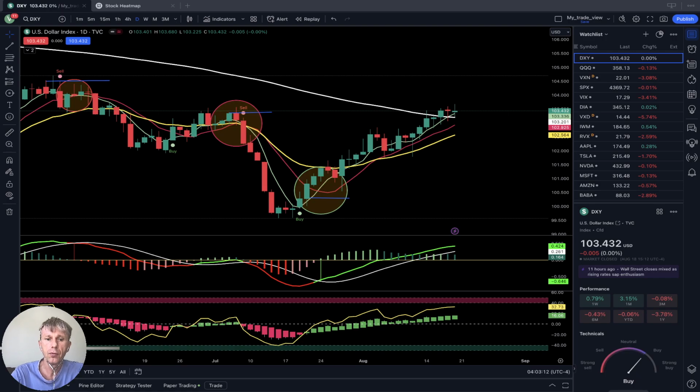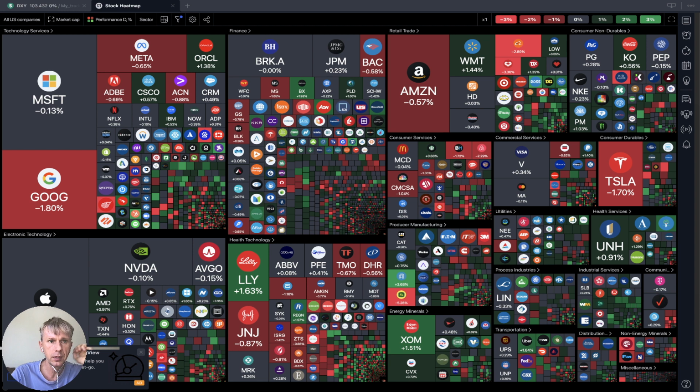Now it's time for TradingView. Let's start from the stock market heat map, right? All USA companies. Let's start from the daily time frame, based on the market cap and daily performance. Looks like it's a mixed mode: red, green, gray.